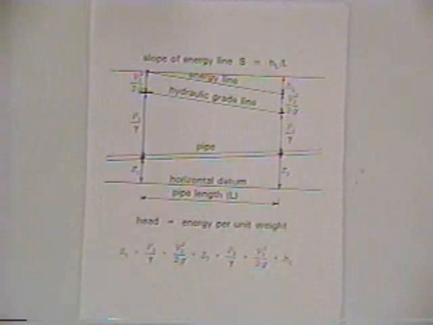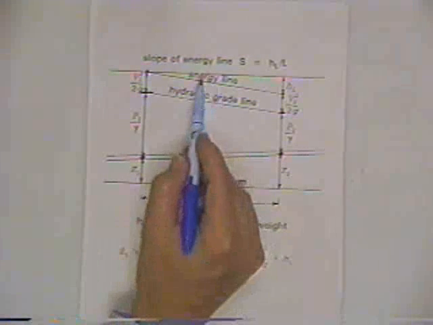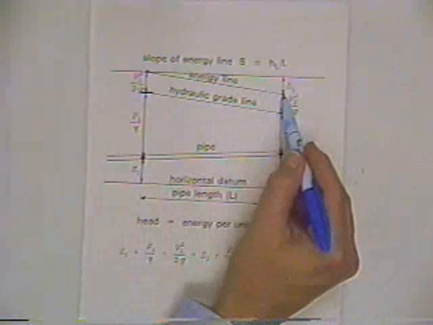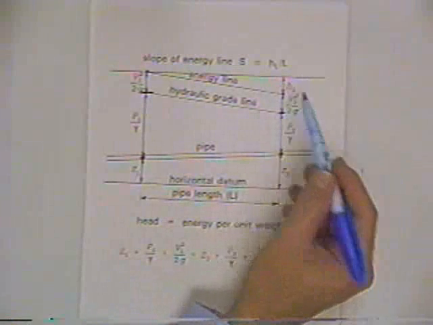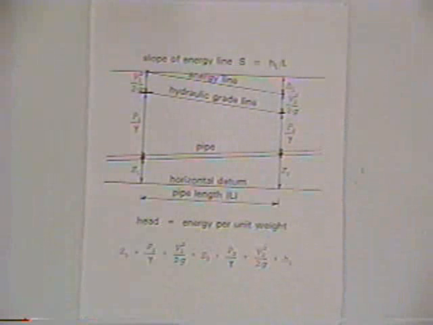Now, in an ideal fluid, assuming no frictional resistance, that would be a horizontal line. But what happens is, with the turbulence of the flow and with the fluid particles meeting resistance from the walls of the pipe or the conduit, there's energy losses. The hydraulic energy is dissipated as heat to the environment, and so the energy line slopes, and we have head losses represented by this distance here.